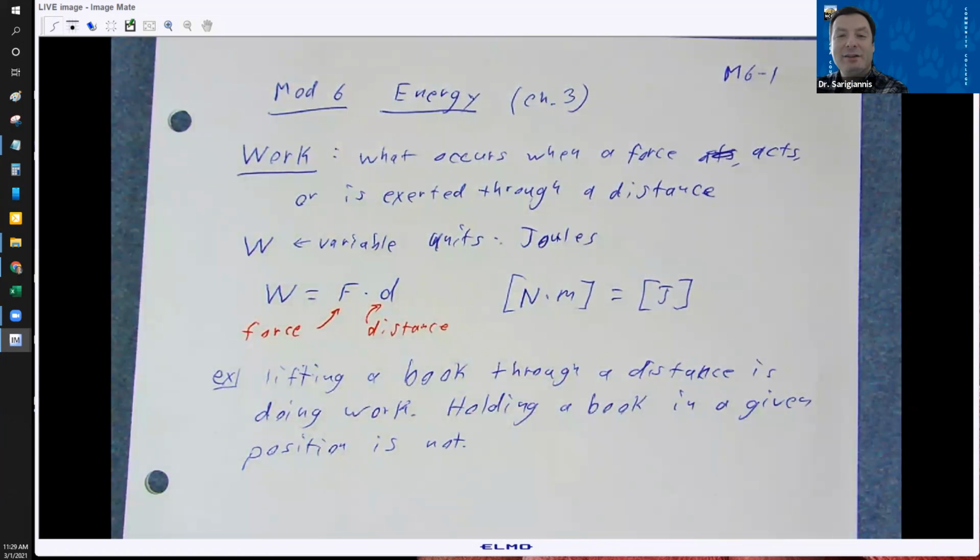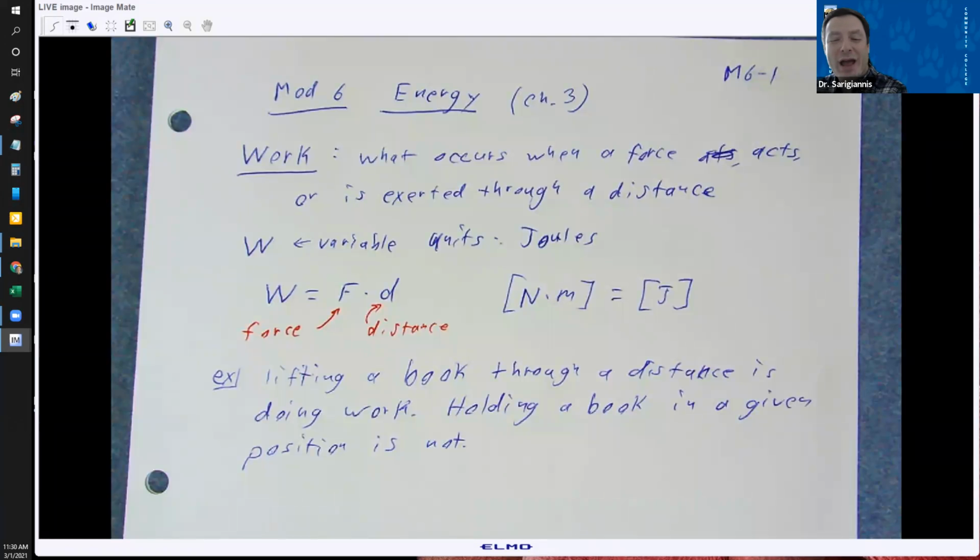Work is defined by applying a force and exerting it through a distance. If I go to campus and push against the wall of one of the buildings, I'm going to look pretty foolish, but I'm also not doing any work. I'm just standing there pushing against an object that's not moving. I'm exerting a force, so it obviously takes me energy to make my muscles exert a force, but that is not doing work.